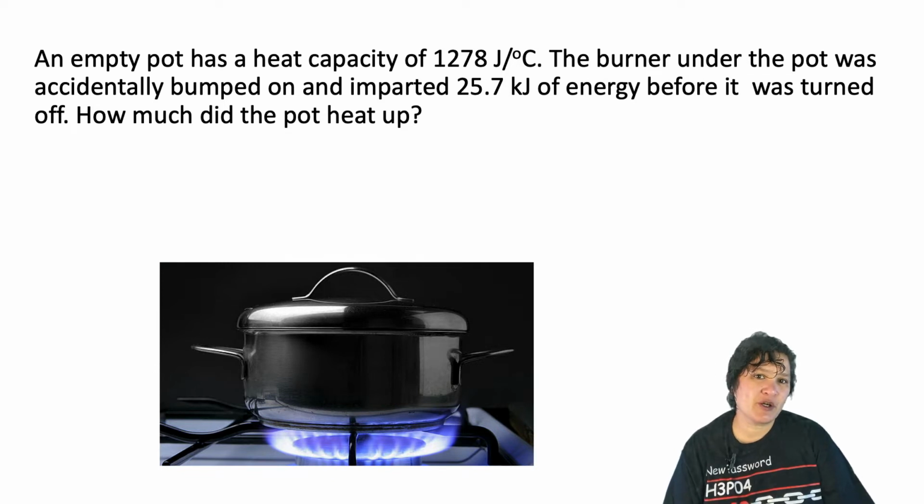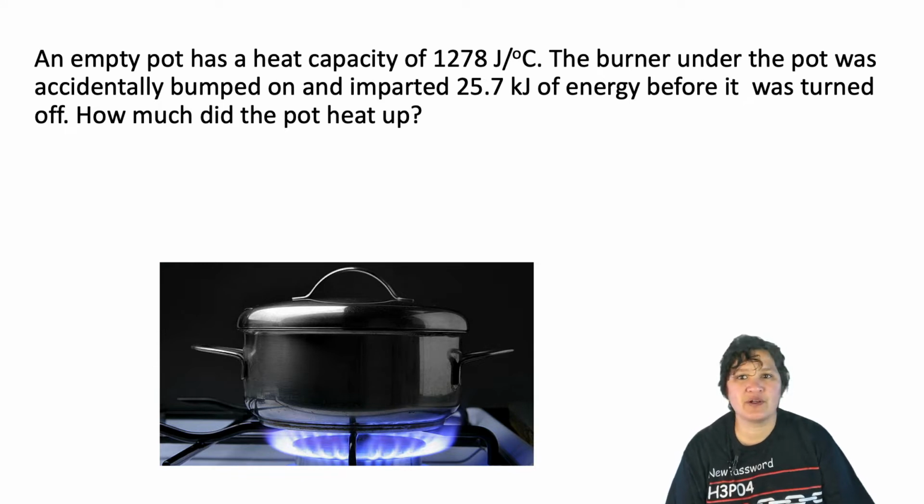Let's say that we've experimentally determined the heat capacity of a pot in the past, and we've found that its heat capacity is 1,278 joules per degree Celsius. As the pot was sitting on the stove, someone accidentally bumped the burner and turned it on. By the time they shut off the stove a little bit later, the pot had absorbed 25.7 kilojoules of energy. So how much did the pot heat up while the burner was on?